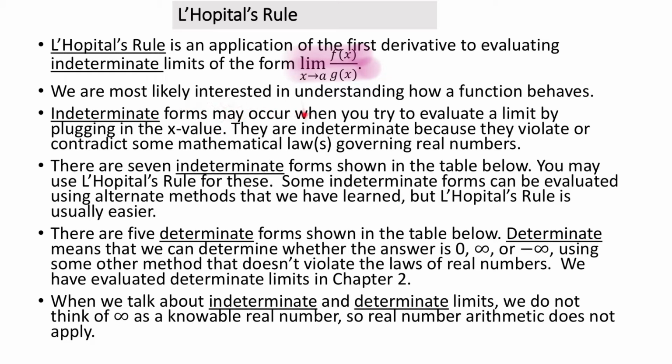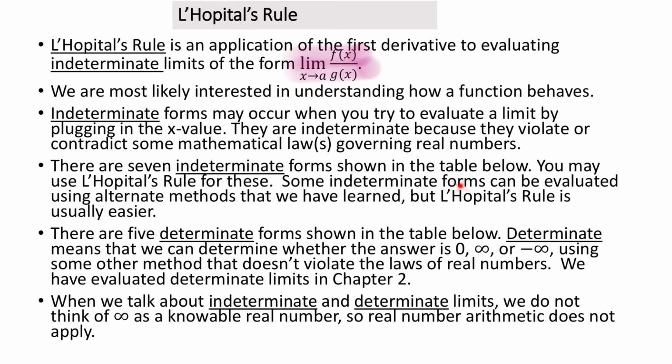Indeterminate forms may occur when you try to evaluate a limit by plugging in the x value that we're approaching in the limit. They're indeterminate because they violate or contradict some mathematical law or laws which govern real numbers. There are 7 indeterminate forms which are shown in the following table. You may use L'Hopital's rule in order to evaluate these limits.